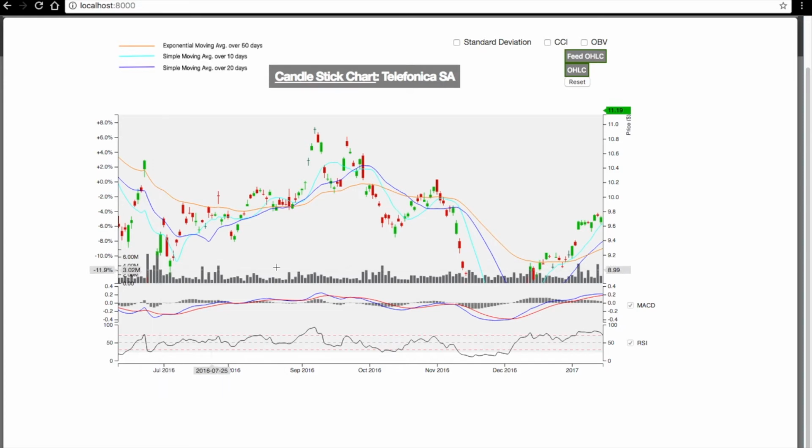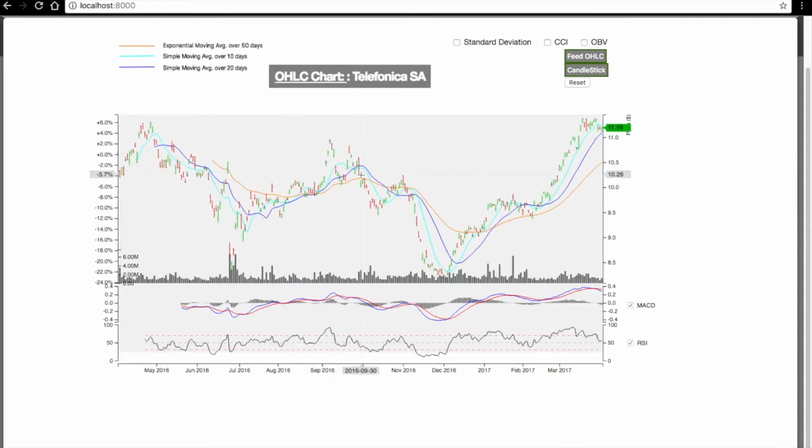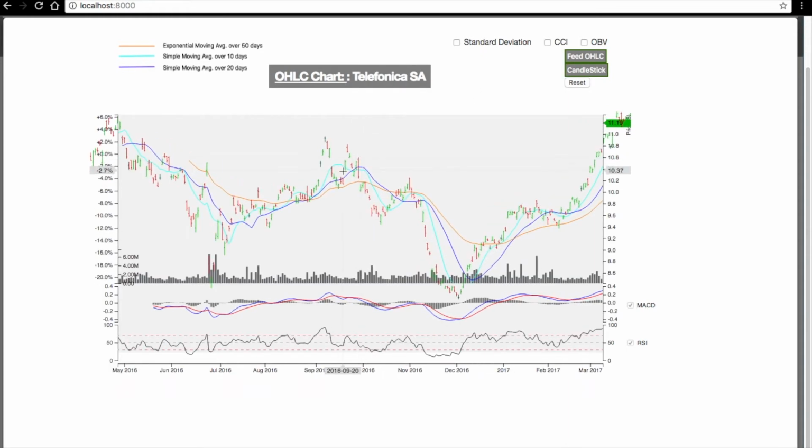Also, the gray bars at the bottom denote the volume traded on that day, and the other visualization here is the OHLC visualization, which can be seen by just clicking on this button at the top right, and it's essentially like candlestick, but it's a different view to look at.